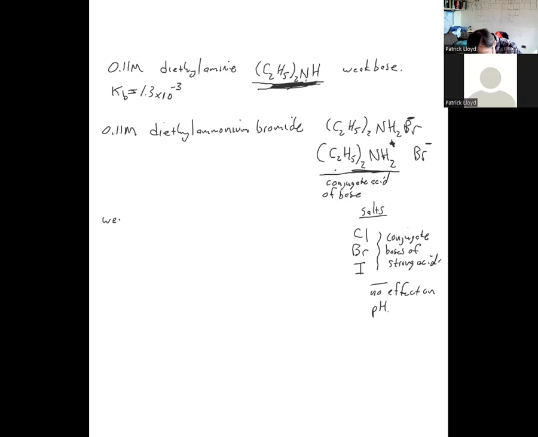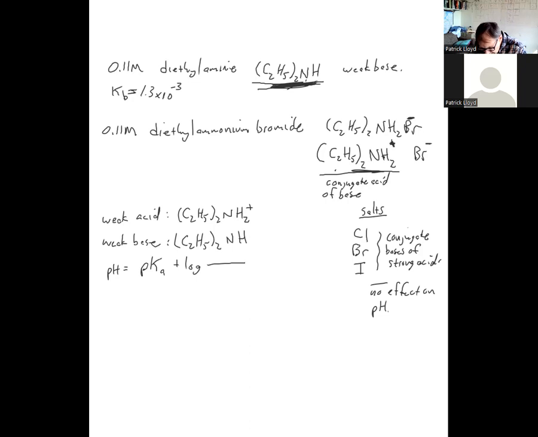the weak acid and the weak base. So the weak acid is the (C2H5)2NH2 plus. And then the weak base is (C2H5)2NH with one hydrogen, no charge. Okay. So now here's what we can do. We can use this in our Henderson-Hasselbalch equation.